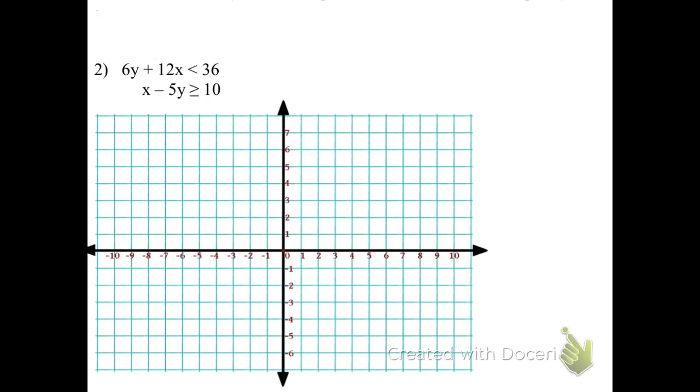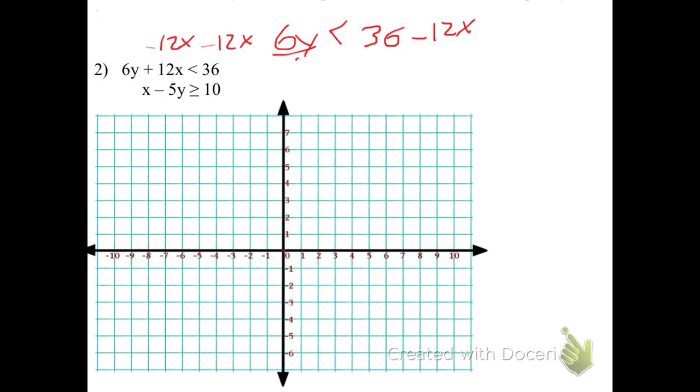Let's do this first one in red again. But before we can graph it, we got to solve it for y. So this one, you got to subtract the 12x from both sides because you're trying to get y by itself. So we're at 6y is less than 36 minus 12x.